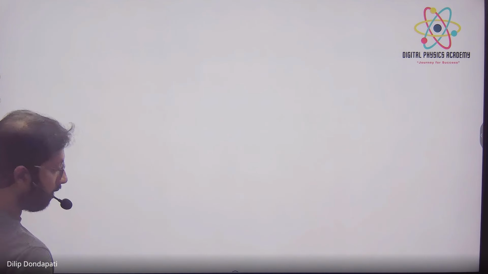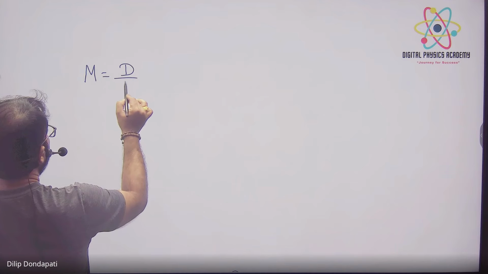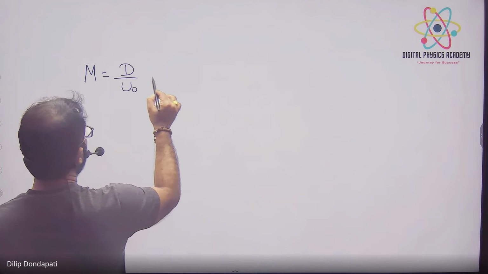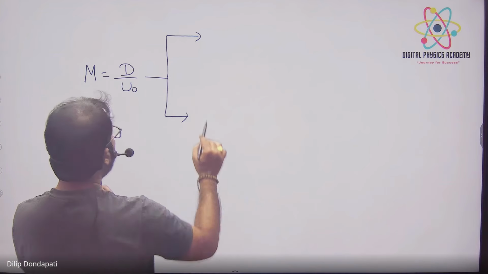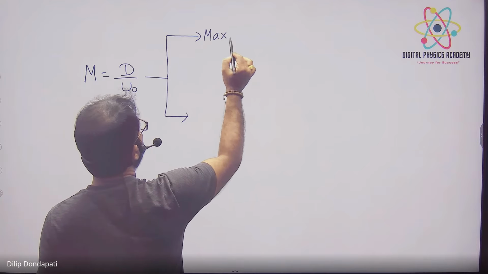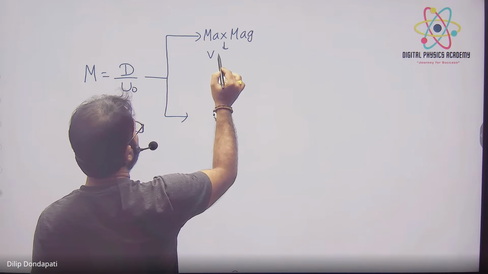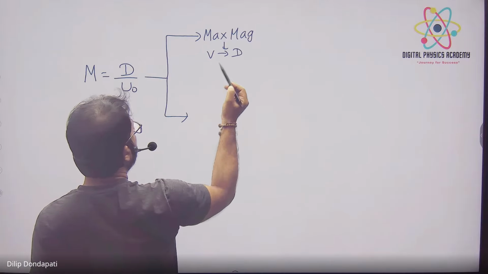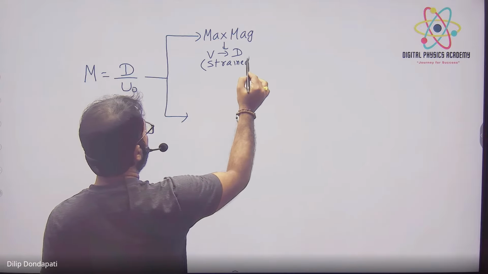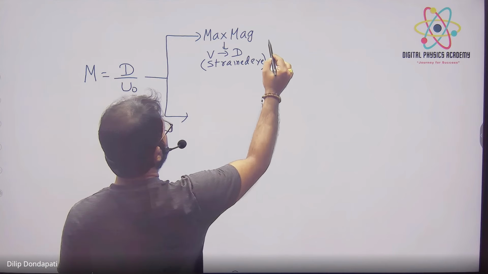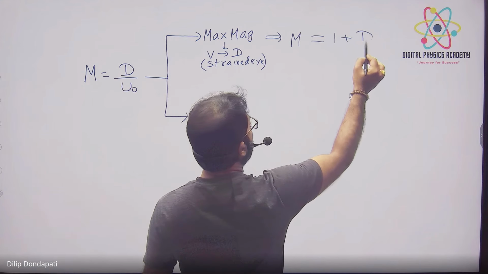Now we'll write this one. General summary लिखेंगे. Magnification, the general formula you got as D by U naught, right? Okay, we have two types of magnification we done. One is maximum magnification. Maximum magnification. That means क्या हो रहा है? Final image formed at capital D, and this is nothing but the strained eye. Strained eye. Okay. And इसका magnification का formula है 1 plus D by F.